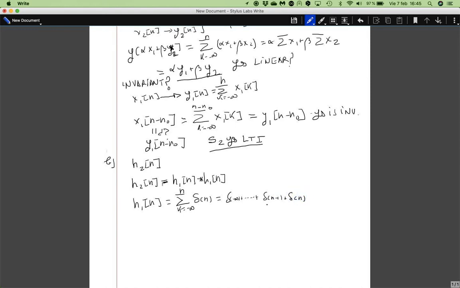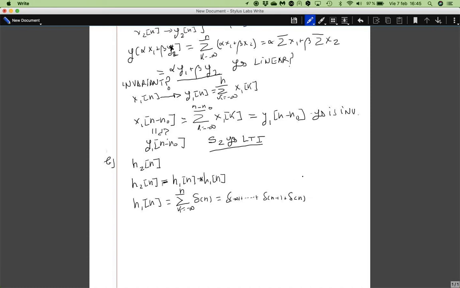Okay, this is basically it. So in this case, what will be h1[n]? That's very easy to calculate. It's very easy to calculate.